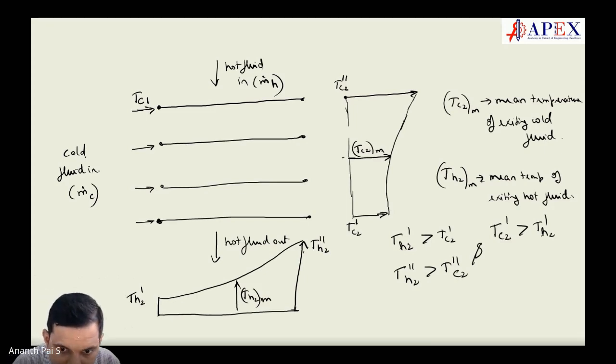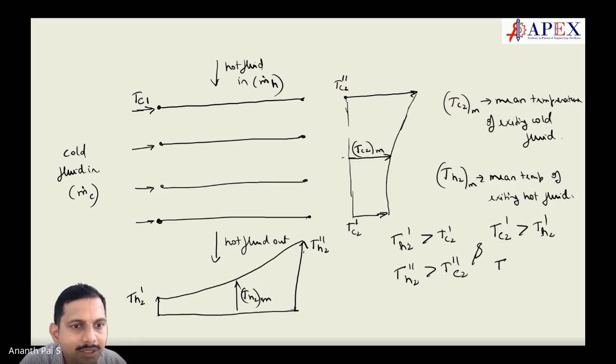TH2 dash can be greater than TC2 dash, or TC2 dash can be greater than TH2 dash. Is it not? It may be cooling down more. Both are possible. Is it possible? Yes, it is possible. Let us understand.